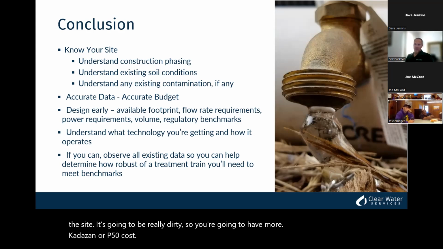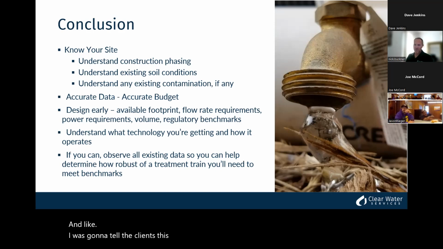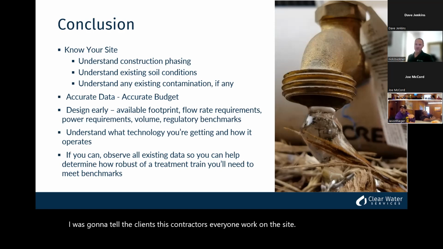And always got to tell the clients, contractors, everyone working on the site, active treatment system is just one BMP. It'll always work better when there are other BMPs installed. So don't just assume I have a treatment system on site, I don't have to do anything else to the site, right? It's going to save cost and headache if you stabilize the site in some sort with other BMPs.